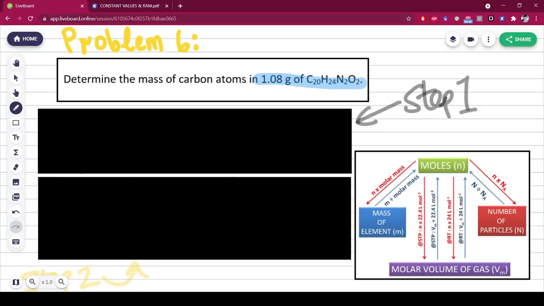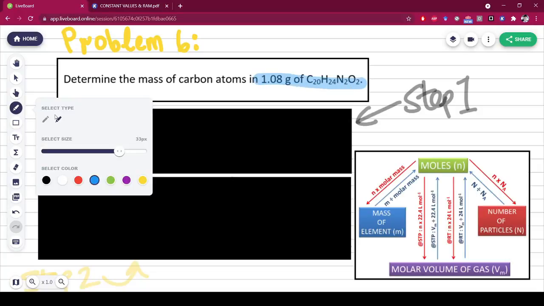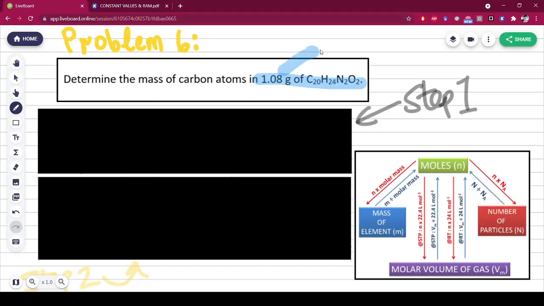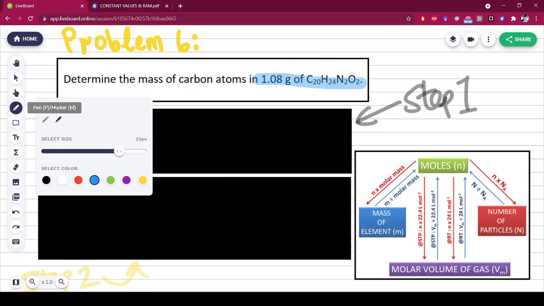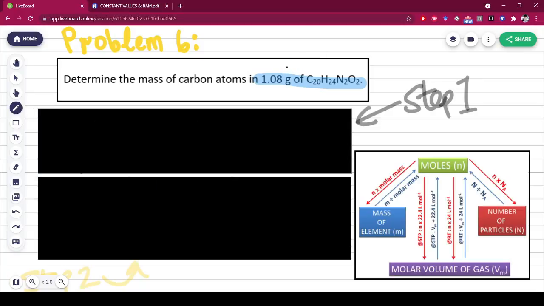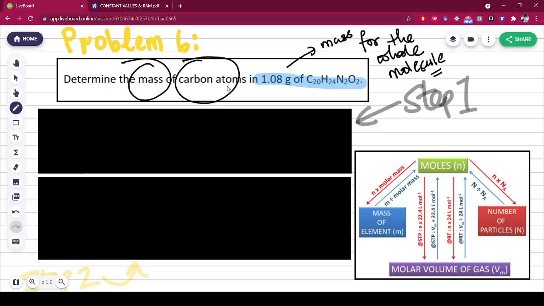Okay, so this is the mass of the whole molecule. So don't get that confused. The one given to you here is the mass for the whole molecule. So we need to find the mass for carbon atoms. Okay, it's two different things right there.